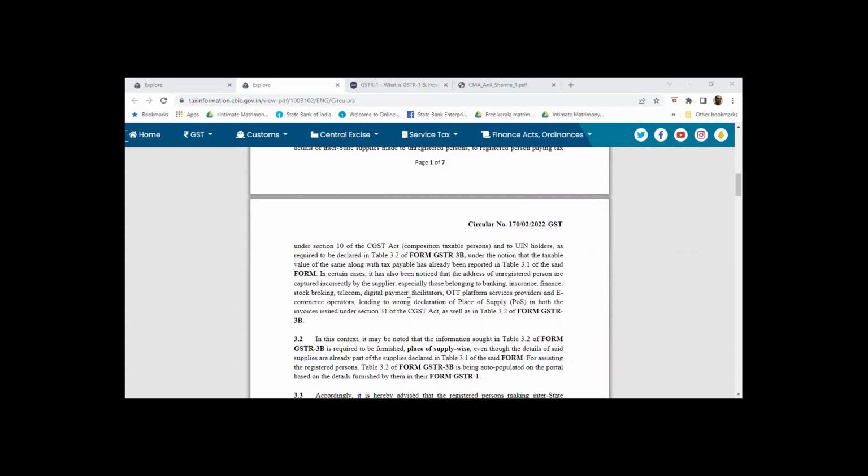The unregistered persons, composition taxable persons and UIN holders cannot take input tax credit. So the details of supplies made to unregistered persons, composition taxable persons and UIN holders has to be disclosed separately in table 3.2 of Form GSTR 3B.